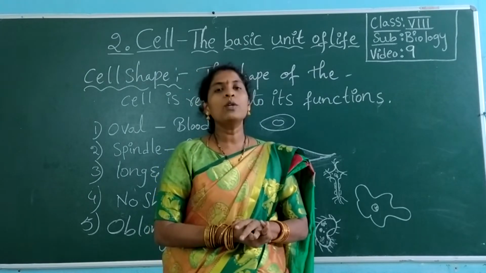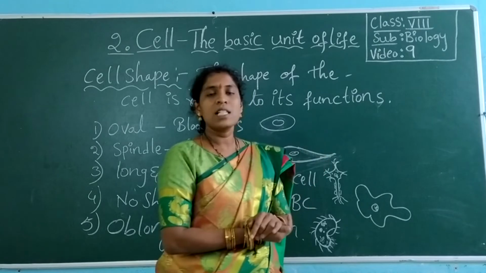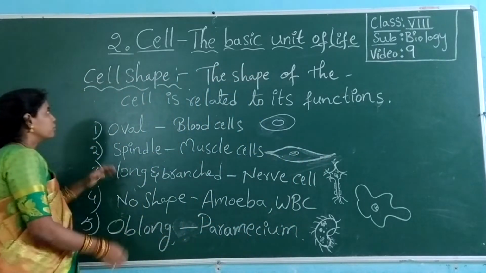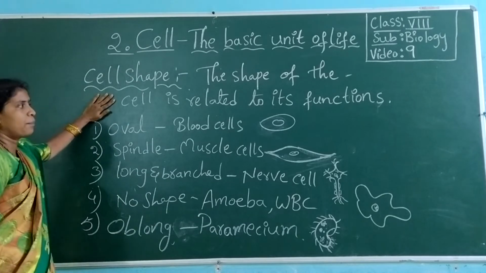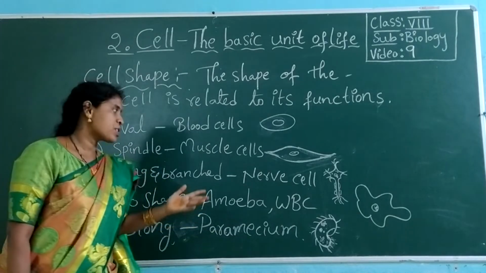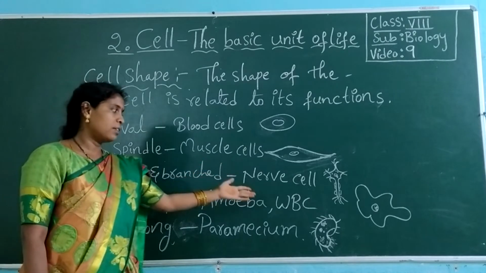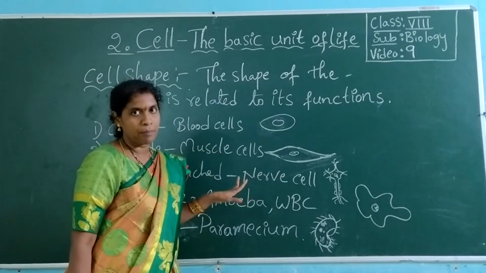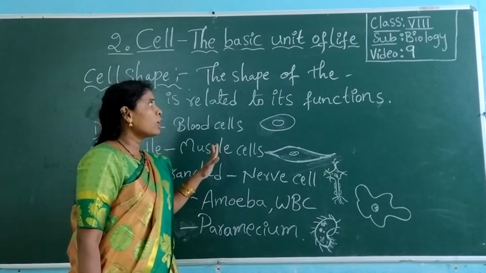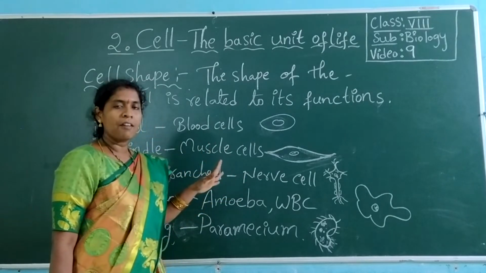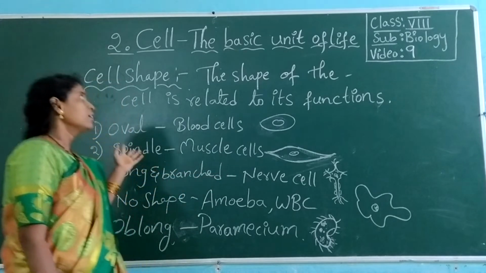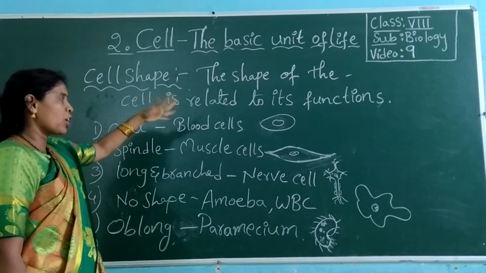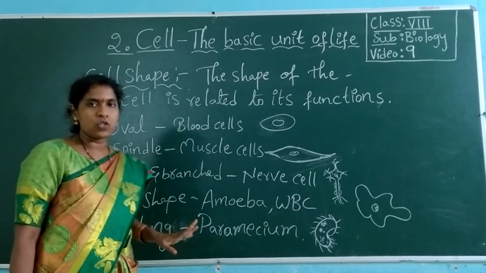Now we look at cell shape first of all, later size. So what is a cell shape? Some cells are round, some are oval, some are long, some are oblong, and some do not have any shape. Based on this shape, the cell function is dependent. Any shape of the cell is related to its function.